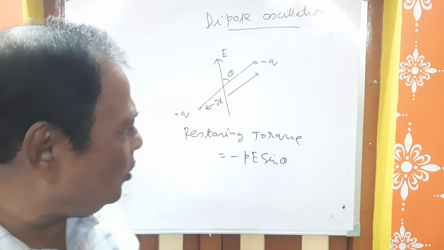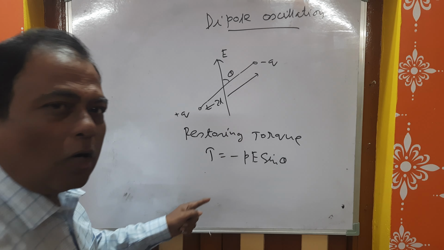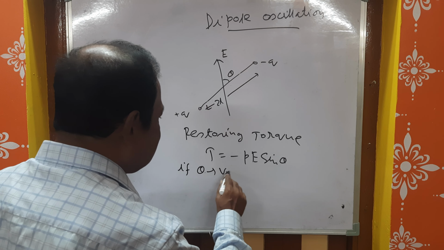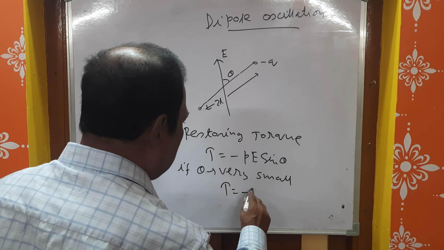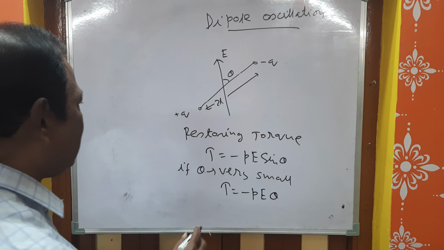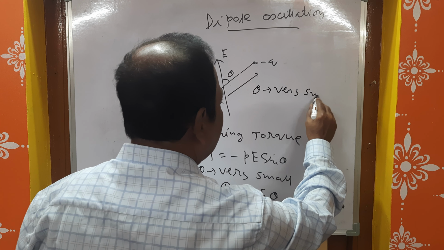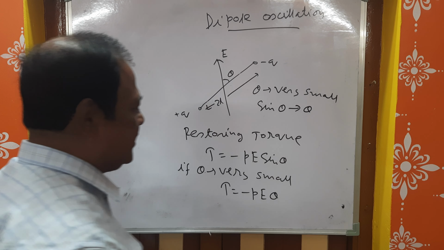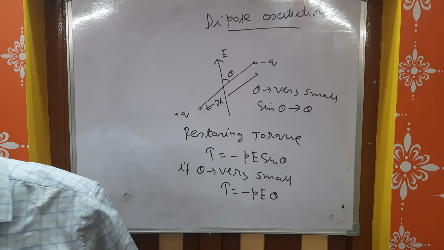So if I consider torque defined by tau, and if theta is very small, then sin theta tends to theta. So the torque is equal to minus P E into theta. So no problem.